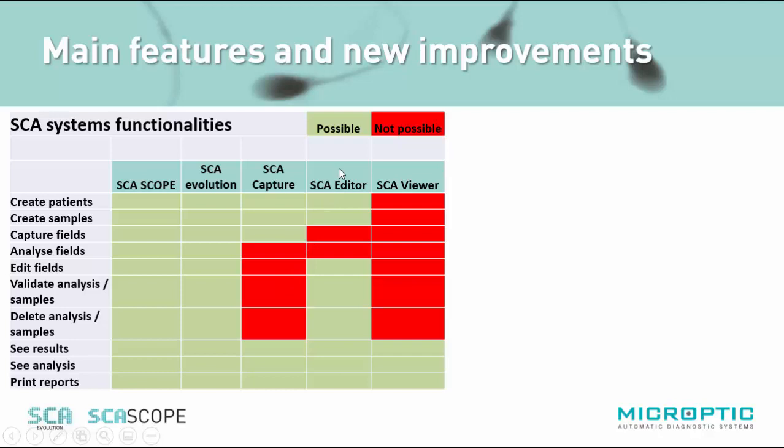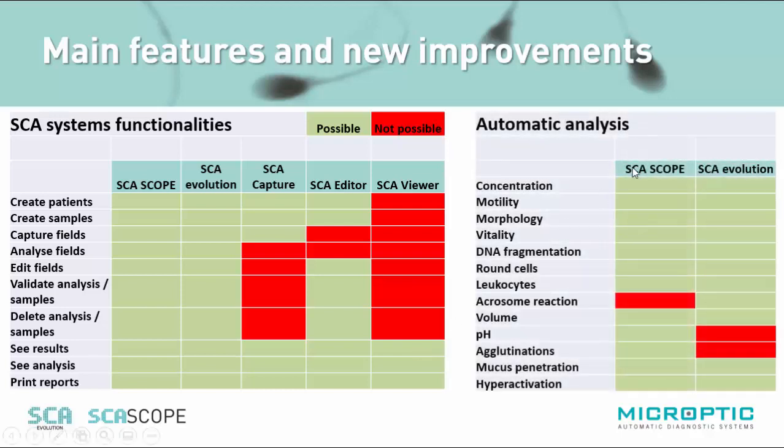Then we have the SCA editor, the system that can edit and validate the analysis. And finally, the SCA viewer, which is free software just to see the results and the analysis and print reports. You can install it on any computer in your lab. And as I said, it's free, so it's a good option for the doctor, for example, to see the analysis.